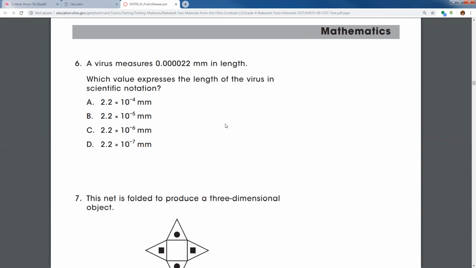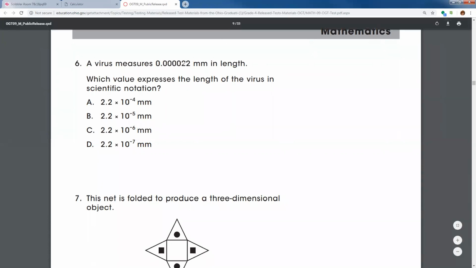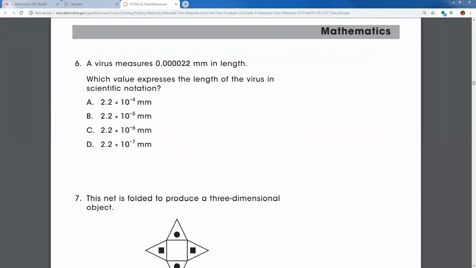Good, B is correct. Just to point out, it's not necessarily the number of zeros. There are 5 zeros written. You're counting, we want the decimal always after the first number that's not a 0. So you're counting from where the decimal starts to where it finishes. And that's why it's a 5, not because there were 5 zeros. Good.